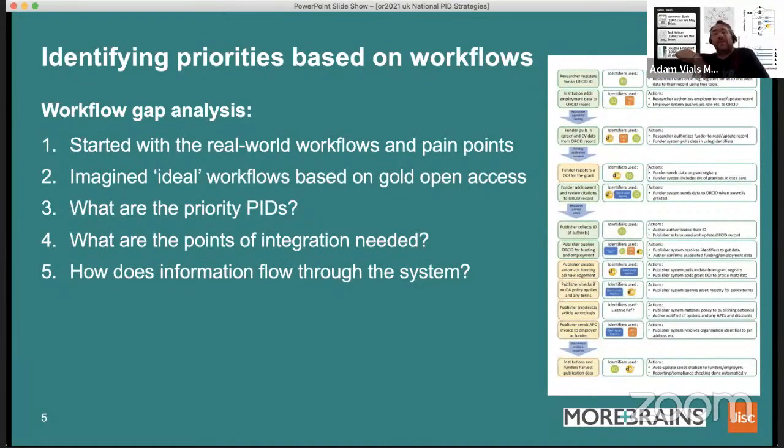Well, we started out by looking at the real world, where things are. This is actually from quite a long time ago now. But where are the persistent identifiers? What are already being supported? Terrible grammar, I'll get over it. But where are the priority PIDs? What are these things that if we support them and work with them, how can that best give us wins in open science, open research, the infrastructure and the workflows around that?